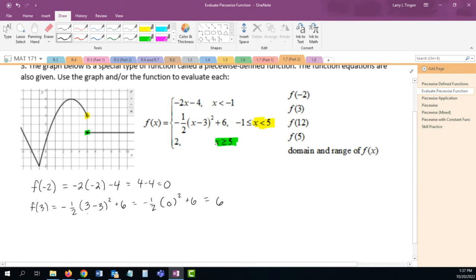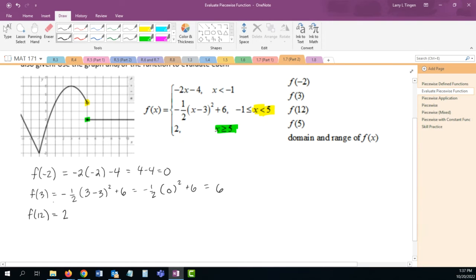Okay, how about f at 12? Okay, 12 is off the graph, so I can't go to the graph and look at it. I have to use the equation. When x is greater than or equal to 5, the answer is 2. Okay, and that is all controlled by the limiters on the right. And then lastly, f at 5. When x is 5, I'm paying attention to the third row again. I get 2.